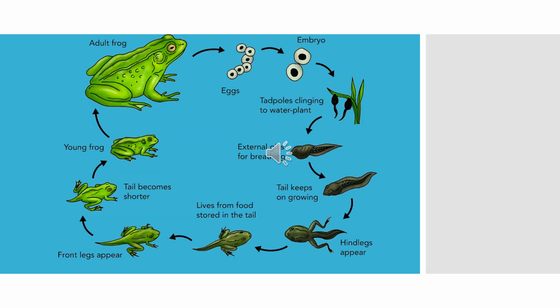A cycle is something that keeps going round and round like a circle. So you can see in this diagram that the cycle of the frog, it carries on. You've got the eggs, the embryo, the tadpoles, the gills, the tail growing, the hind or back legs appear. Then it lives on the food that's stored in its tail and grows bigger. Its front legs appear. The tail becomes shorter, then you get a young frog and the adult frog, and then the adult frog lays the eggs, and so it carries on.